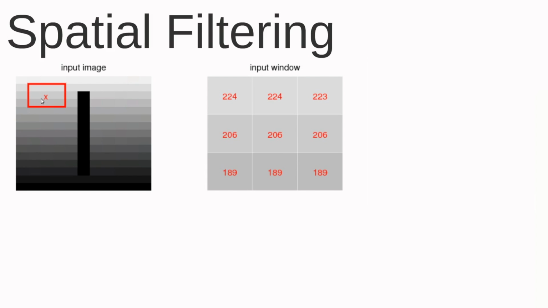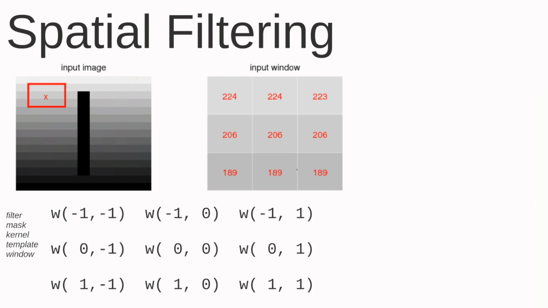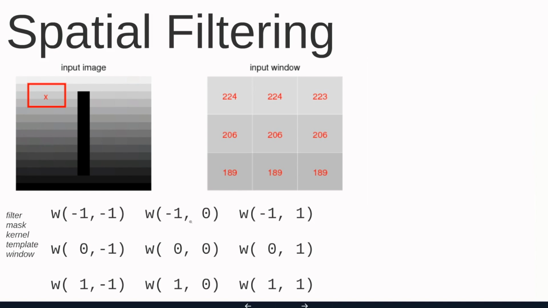The basic idea is to get this value, represented by the center of the input window, and we apply what we call a filter, or mask, or a kernel, or a template window with several weights. All these weights are related to one of the input values of the input image. The main idea is to make a computation between all the original values and the weights, and depending on the configuration of this filter, we will have a different output.